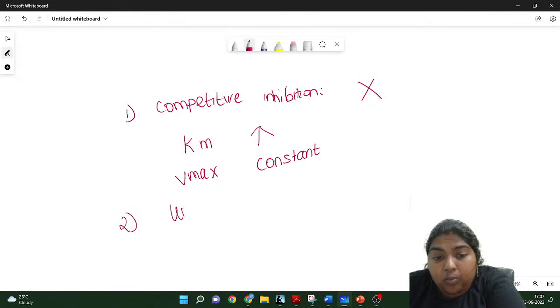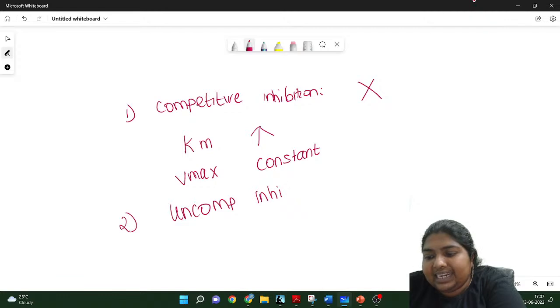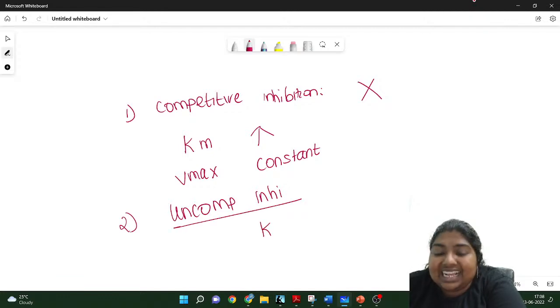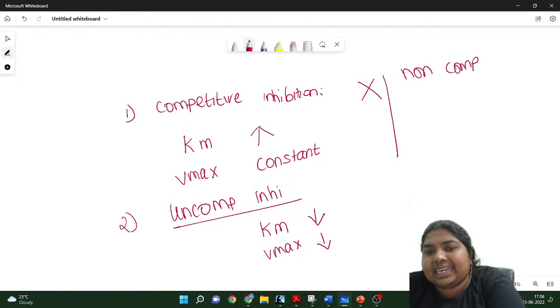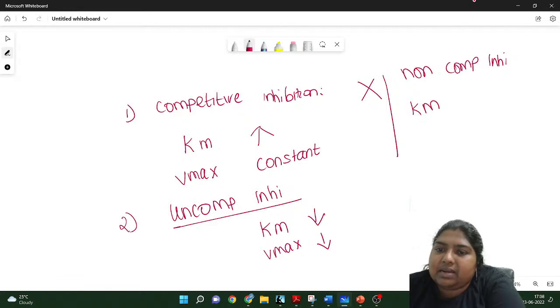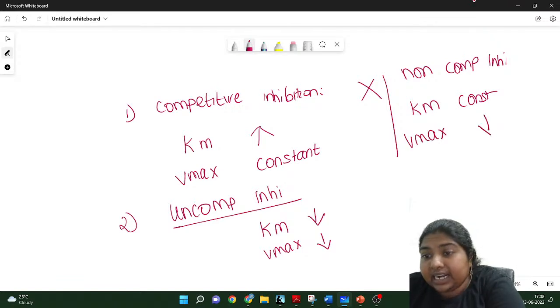Second, we saw about the uncompetitive inhibition. So under the uncompetitive inhibition, Km is going to reduce. What will happen to the Vmax? It will also reduce. Next it is going to be the non-competitive inhibition. So under the non-competitive inhibition, what will happen to the Km? Km is going to be the constant. What is happening to the Vmax? It is going to reduce.